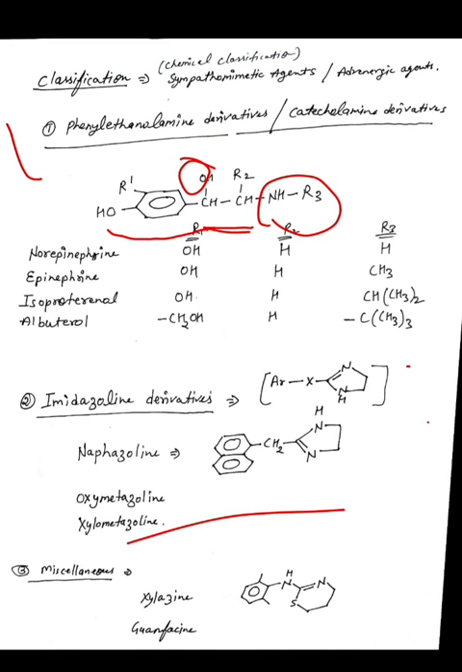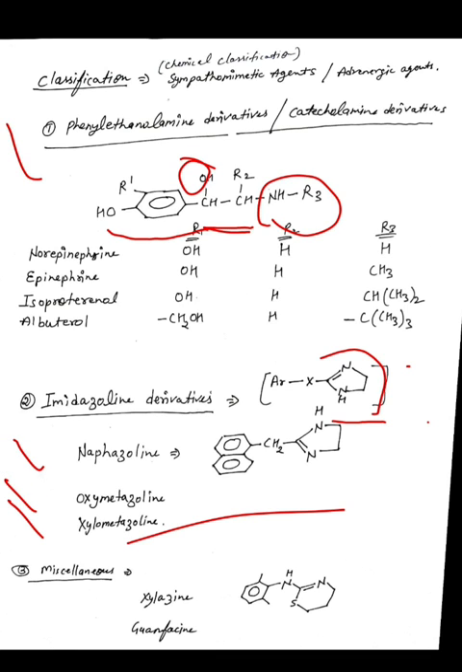The second category is imidazoline derivative. As we know about the imidazole ring, as you can see in the general structure, here we have an imidazoline ring, a 5 membered ring with 2 nitrogen atoms at first and third position. So this is the imidazoline ring. The general structure of imidazoline derivative has an imidazoline ring which is linked to the aryl group through a bridge. So in this category we have naphazoline, oxymetazoline and xylometazoline.